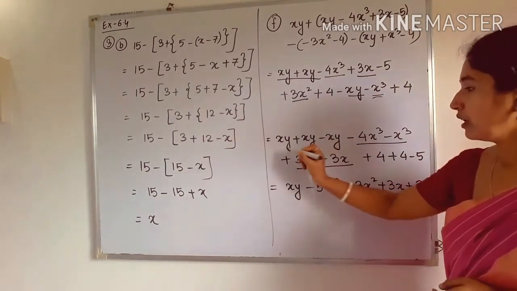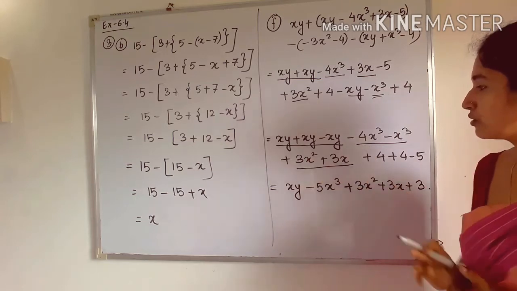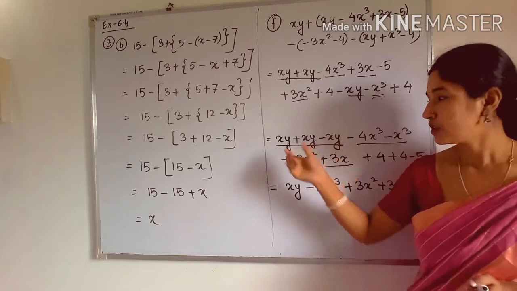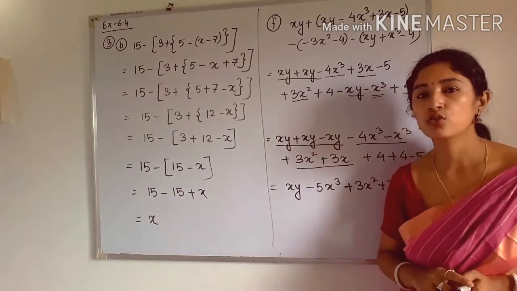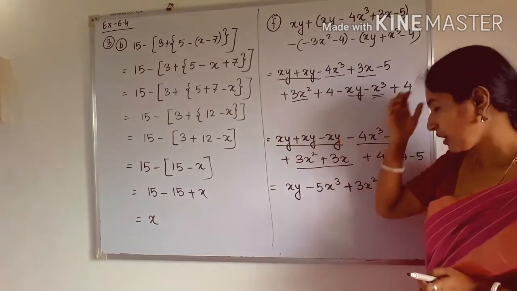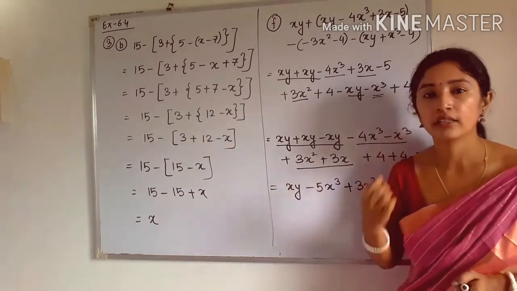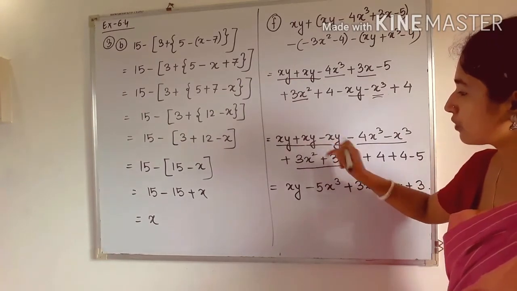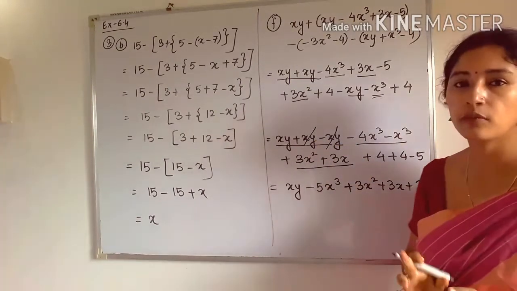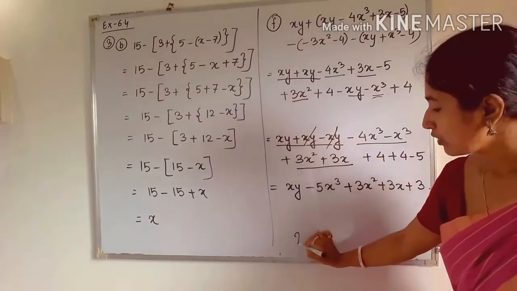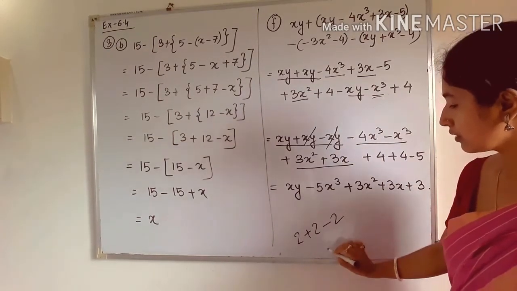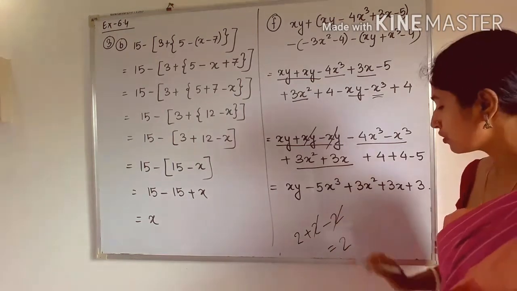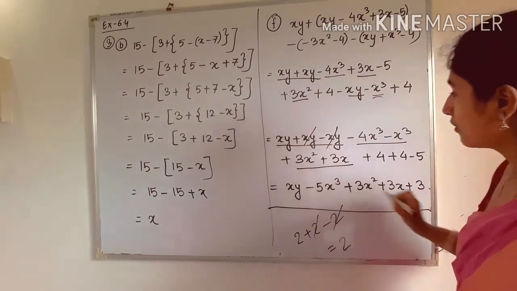Next, we will simplify first this one. You can do it like this also: xy plus xy, this is 1xy, this is 1xy, that means this is 2xy. So 2xy minus xy will be 1xy. You can do it this way also: this is plus xy, this is minus xy, so this can cancel out because this will be 0. Like, 2 plus 2 minus 2 will be what? This will be 2 again, because plus 2 minus 2 will get cancelled, it will become 0. So like this only we can also do.